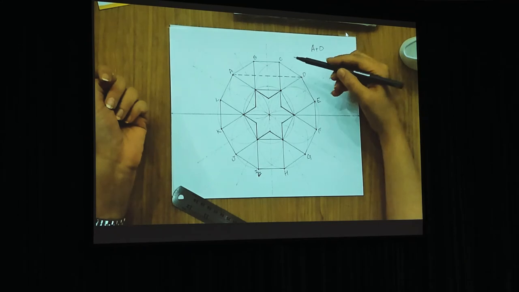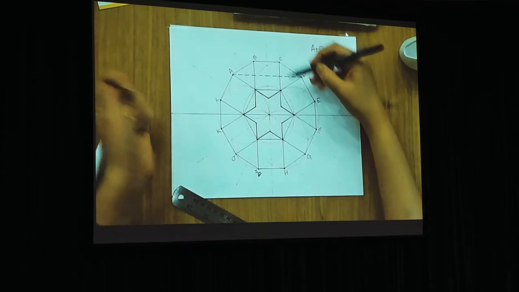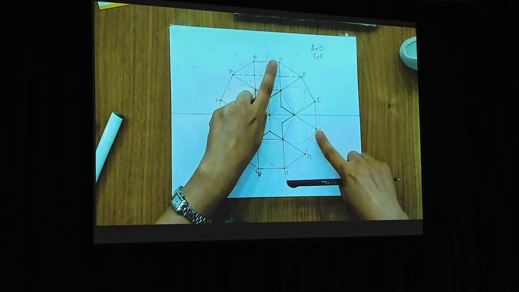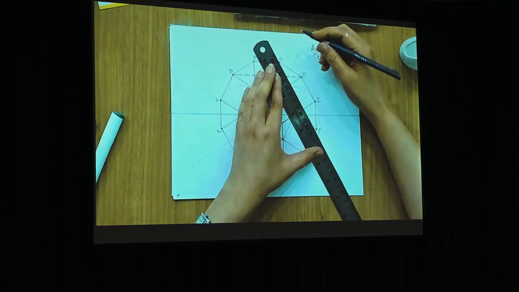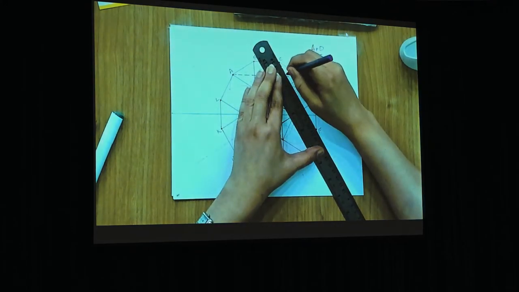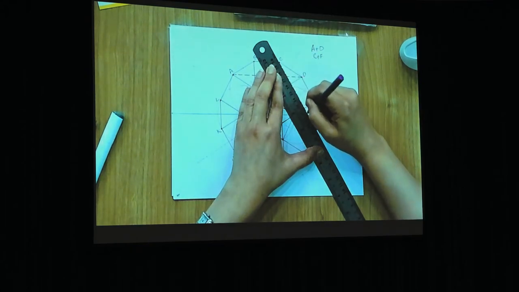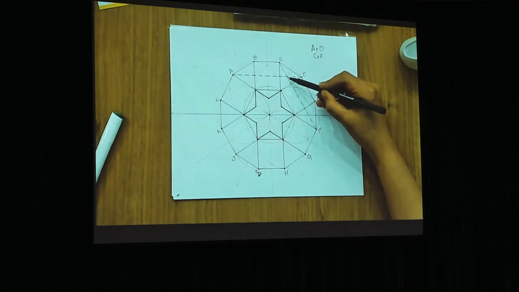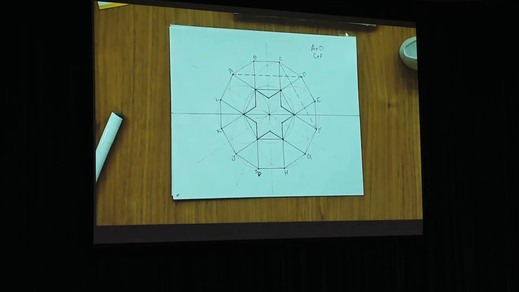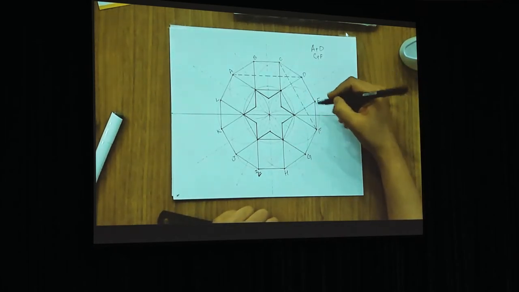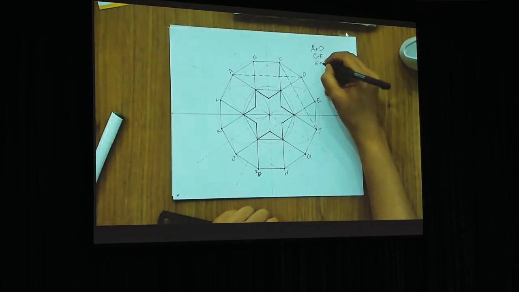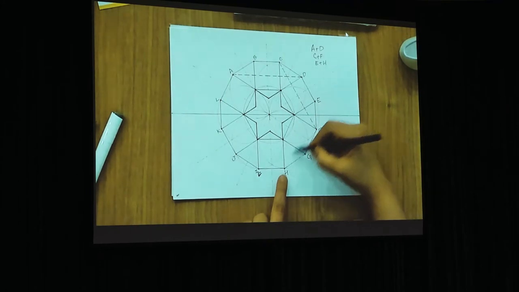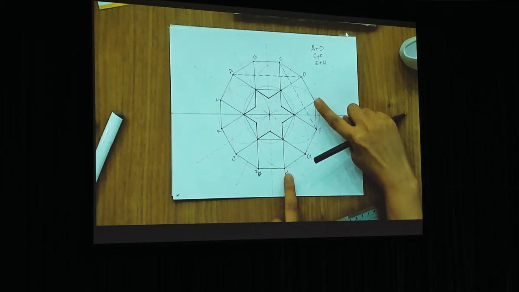Then, how about C and F? C and F. So we are looking at the edges of the triangle. We also now know the center of this triangle if you want to make a design. So we now know the center of the triangles. E plus H.